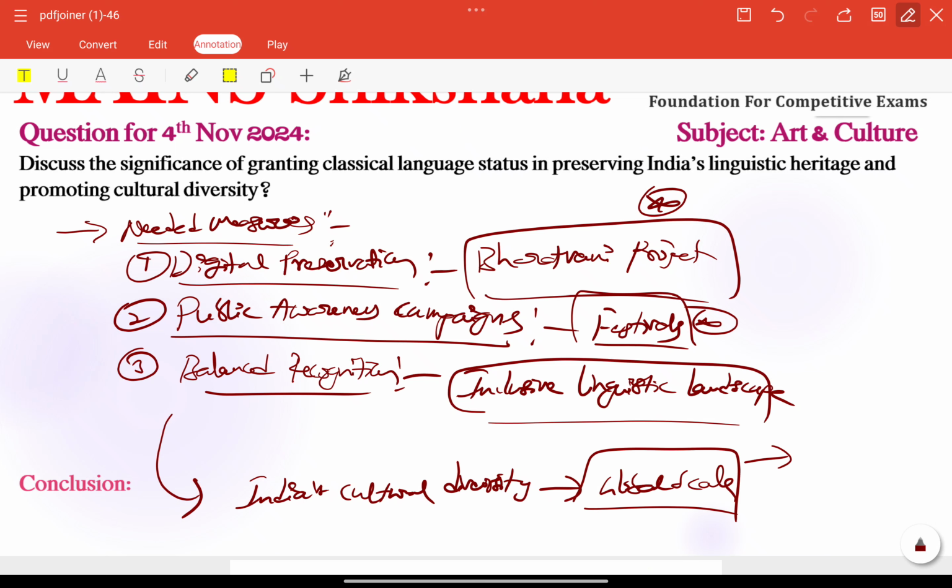Otherwise, we can connect the G20 summit, Vasudhaiva Kutumbakam, or these types of slogans or initiatives. We have some goals we can connect here, right? So this is the perfect structure and approach according to the demand of the question here, right?